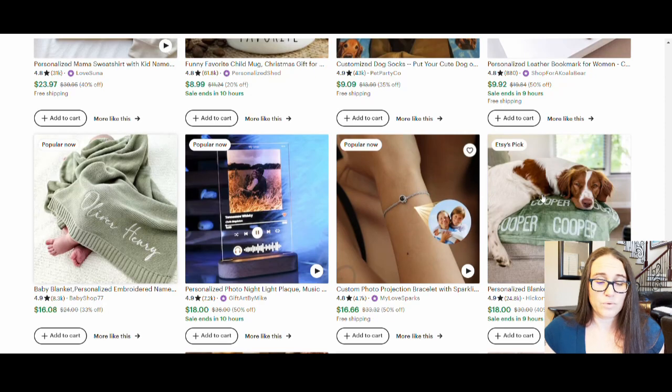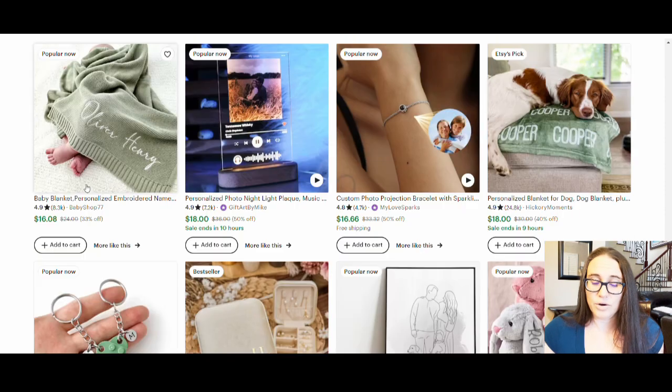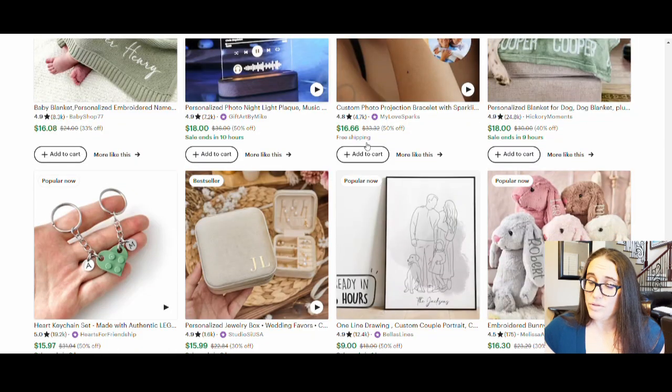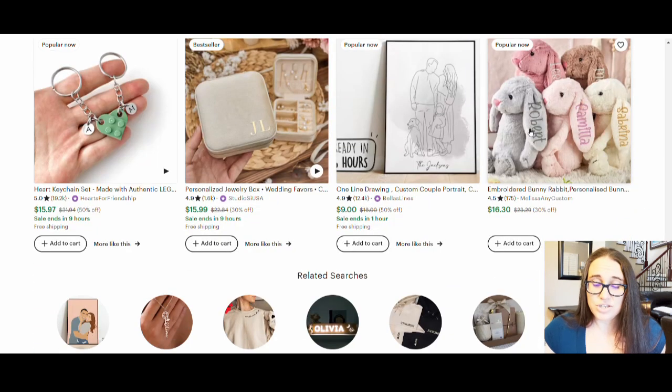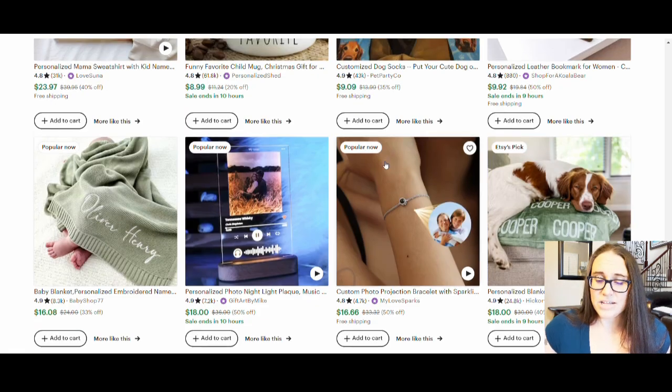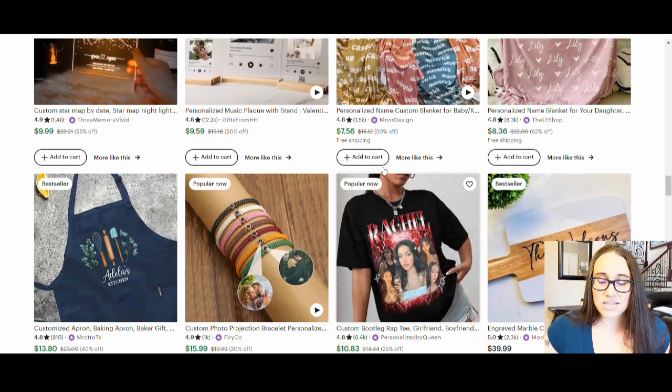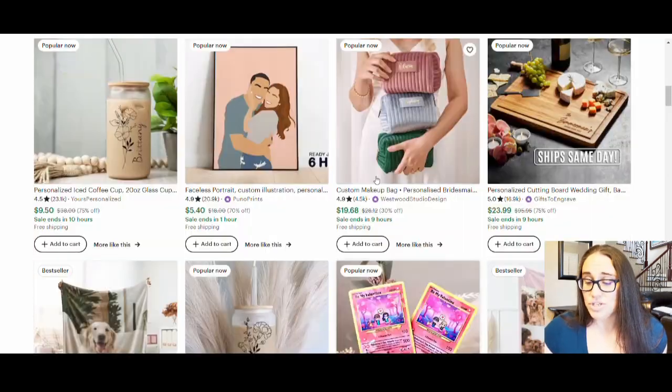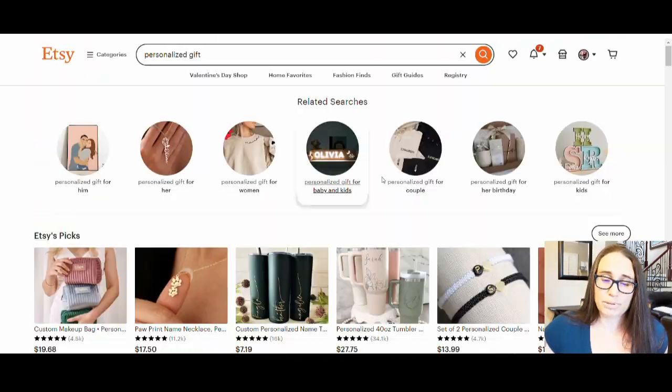Here's a baby blanket where it's embroidered right there with the name. Again, very simple stuff. Here's an embroidered rabbit where they embroidered the ear. And so these should give you all sorts of ideas of what is good and selling well on Etsy, and what kinds of things you can start creating for your shop.